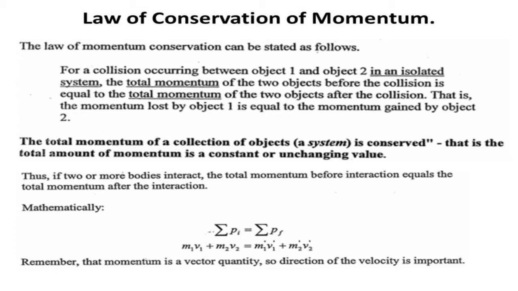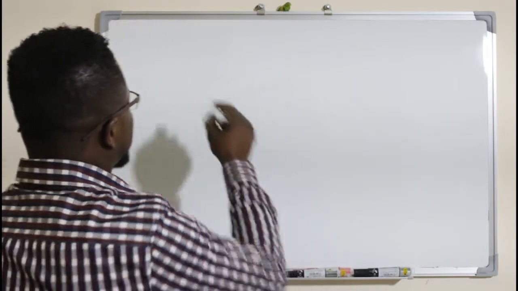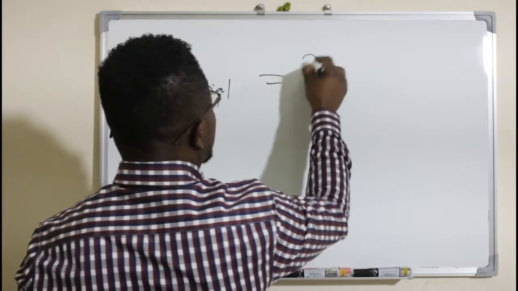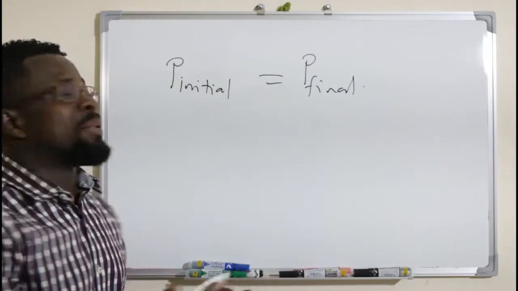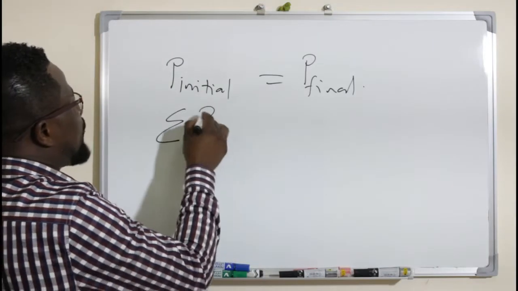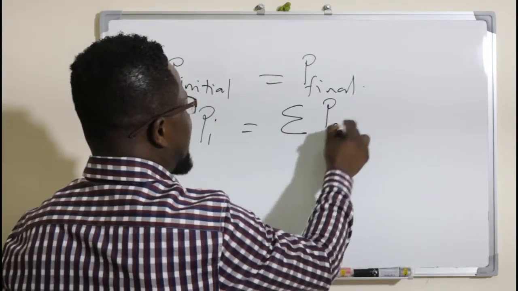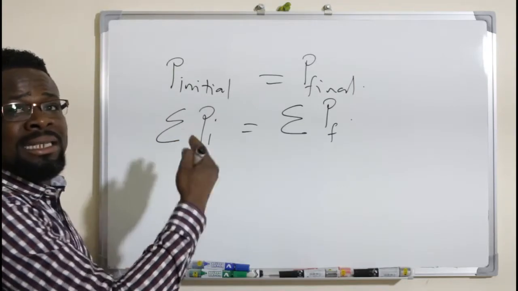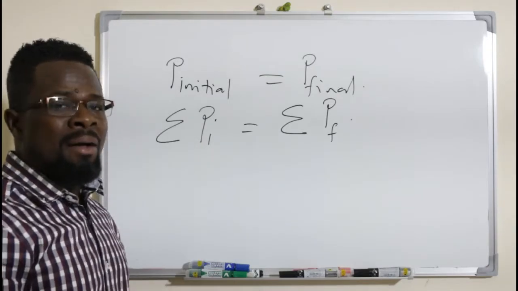And then we can look at this mathematically. The momentum at the initial stage will be equal to the momentum at the final stage, which simply implies that the sum of the initial momentum is equal to the sum of the final momentum. This sign here refers to the summation, that is, the sum.